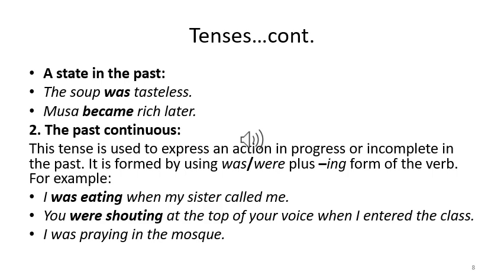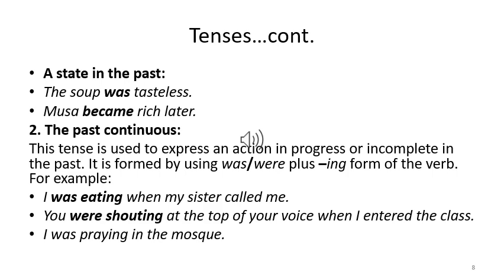The second type of past tense is the past continuous. This tense is used to express an action in progress or which is incomplete in the past. It is formed by using was or were plus the ing form of the verb. For example, I was eating when my sister called me.